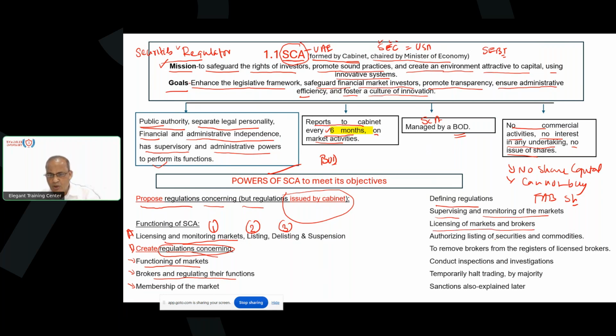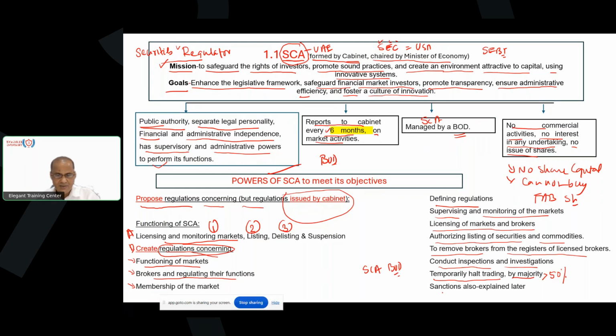We are continuing with the functions and powers of the SCA: defining regulations, supervising and monitoring the markets, licensing of the market and the brokers, authorizing listing of securities and commodities, removing brokers from the register of licensed brokers, conducting inspections and investigations, and temporarily halting trading if decided by majority. Majority means more than 50% vote of the board members, the SCA board of directors.